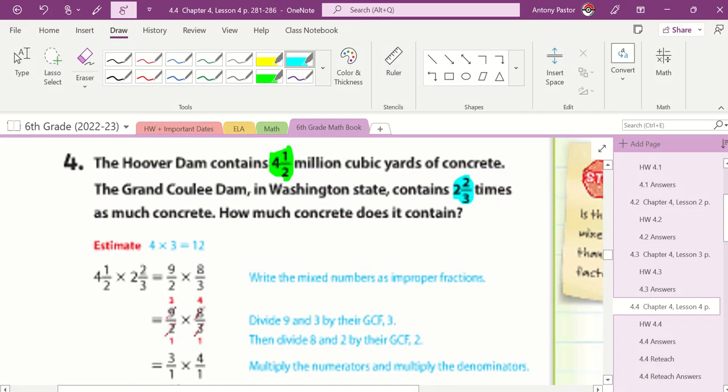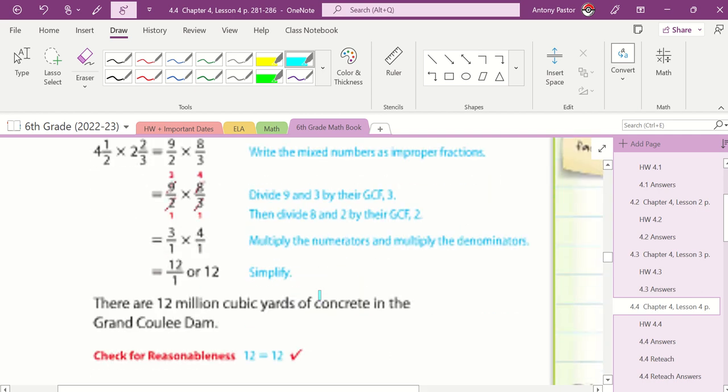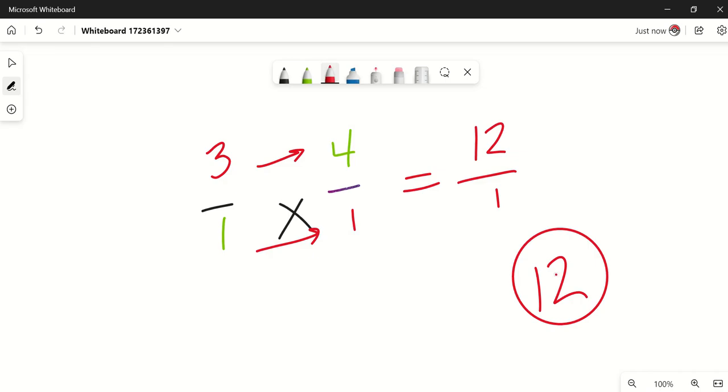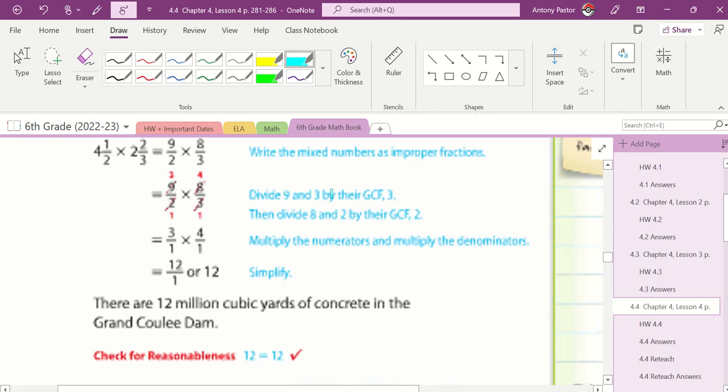However, we need to look at the question. How much concrete does it contain? If the Hoover Dam contains 4.5 million cubic yards of concrete, and the Grand Coulee Dam in Washington State contains 2 2/3 times that, it's going to hold 12 million cubic yards of concrete in the Grand Coulee Dam. And that is exactly our answer we got here. But remember, a word problem deserves a word answer. So something like this here is what we're looking for.